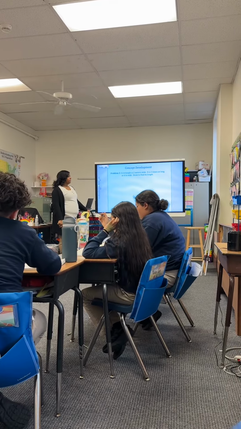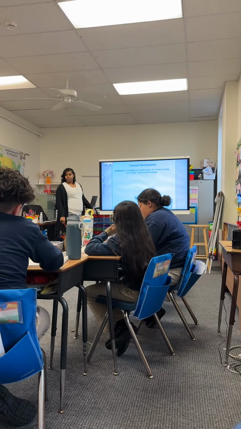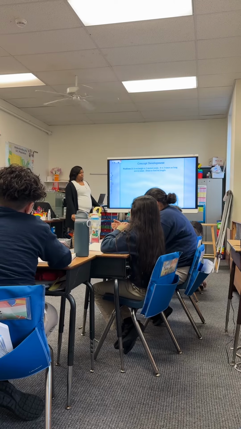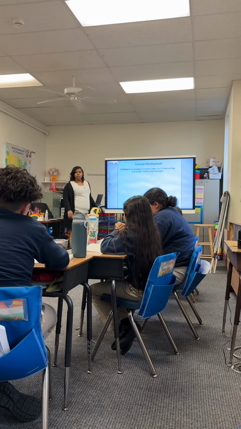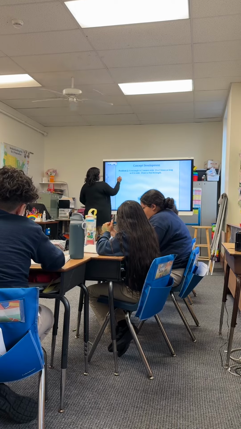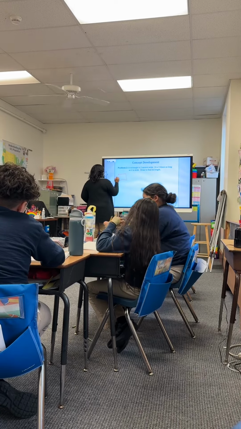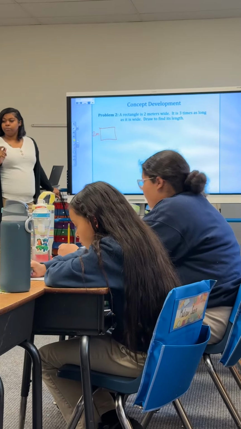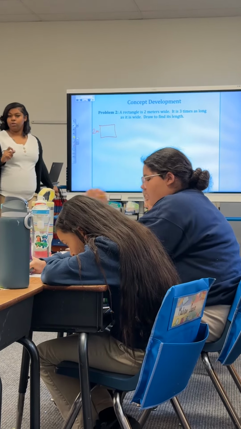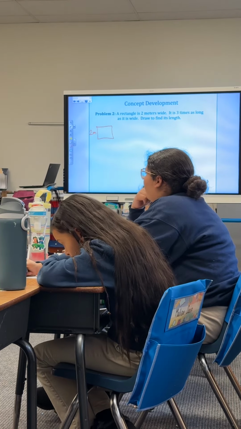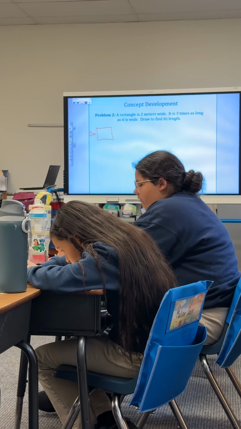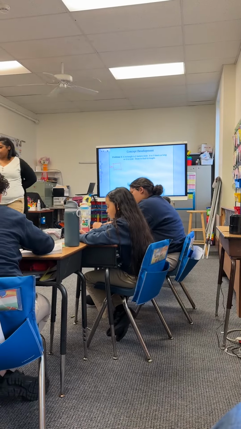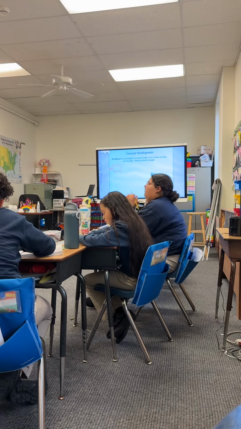A rectangle is 2 meters wide. It is 3 times as long as it is wide. Draw to find its length. Okay. So I'm going to start with just a rectangle that is 2 meters wide. 2 meters. Follow me. So go underneath for the last problem. I'm starting with a rectangle that is 2 meters wide. 2 meters. So don't connect the pictures. Just right underneath. Give yourself some space. Okay.